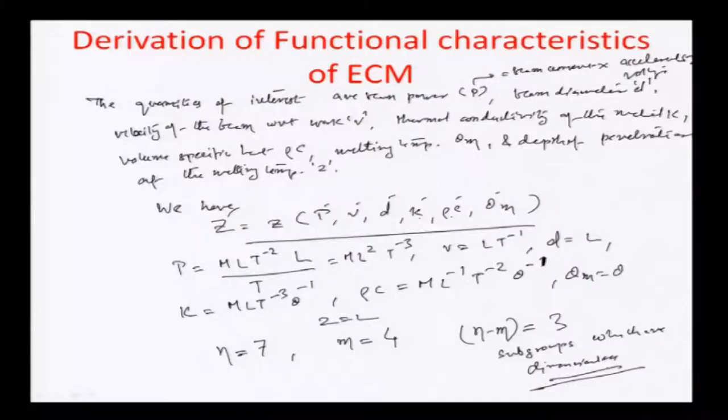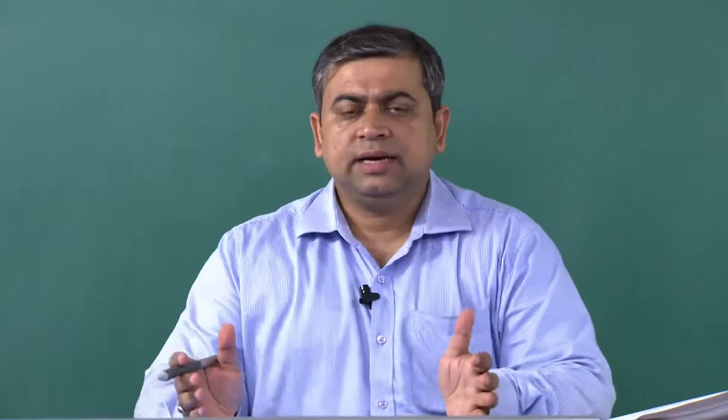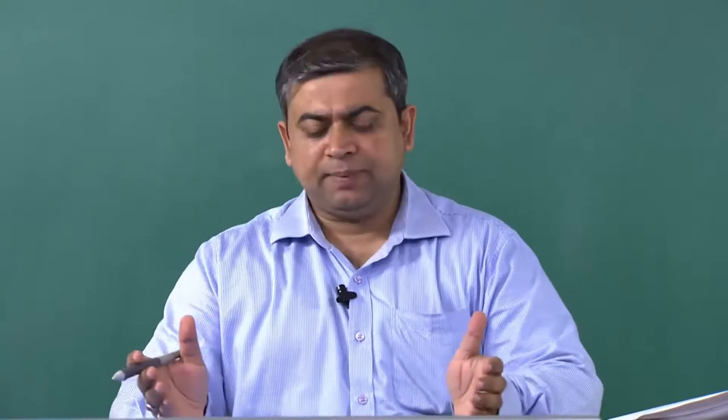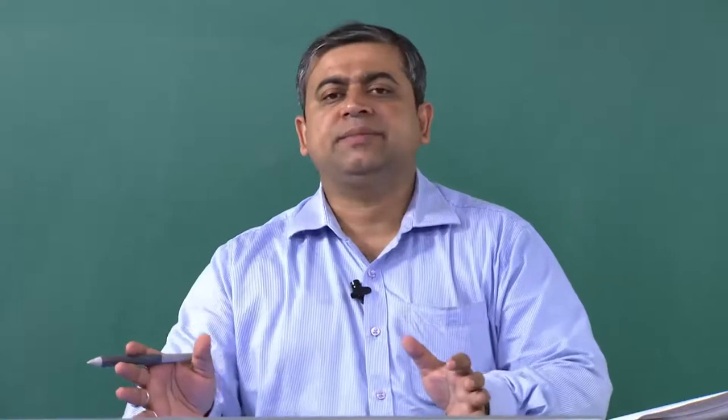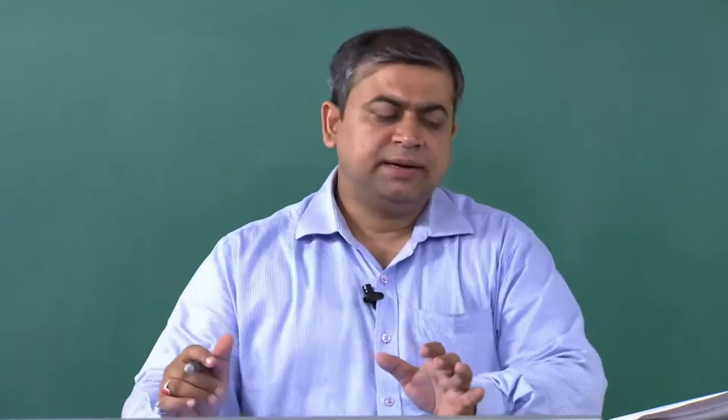So, let us assume this 3 groups, n minus m equal to 3 groups, to be equal to, let us say, pi 1, okay, and pi 2 and pi 3. So, we can combine or formulate these 3 independent subgroups pi 1, pi 2 and pi 3 by combining some one or all of these parameters together, so that these are completely dimensionless in nature.